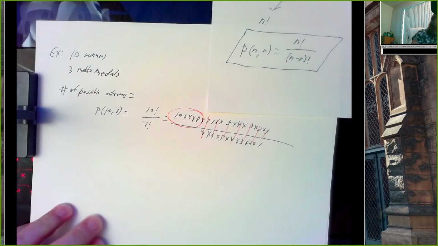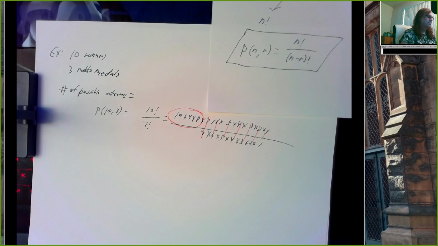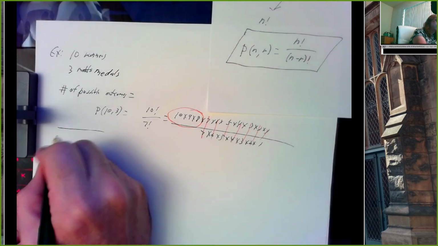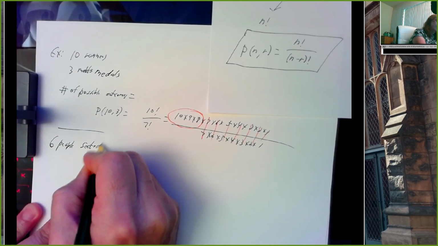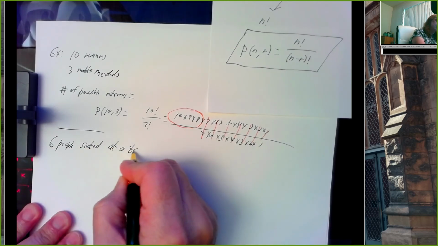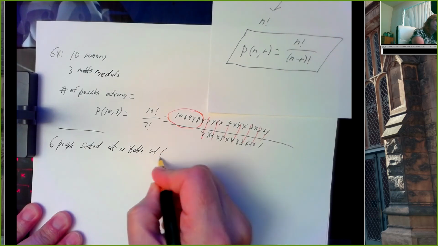Three medals, or 3 places. All right, 6 people seated at a table with 6 chairs.